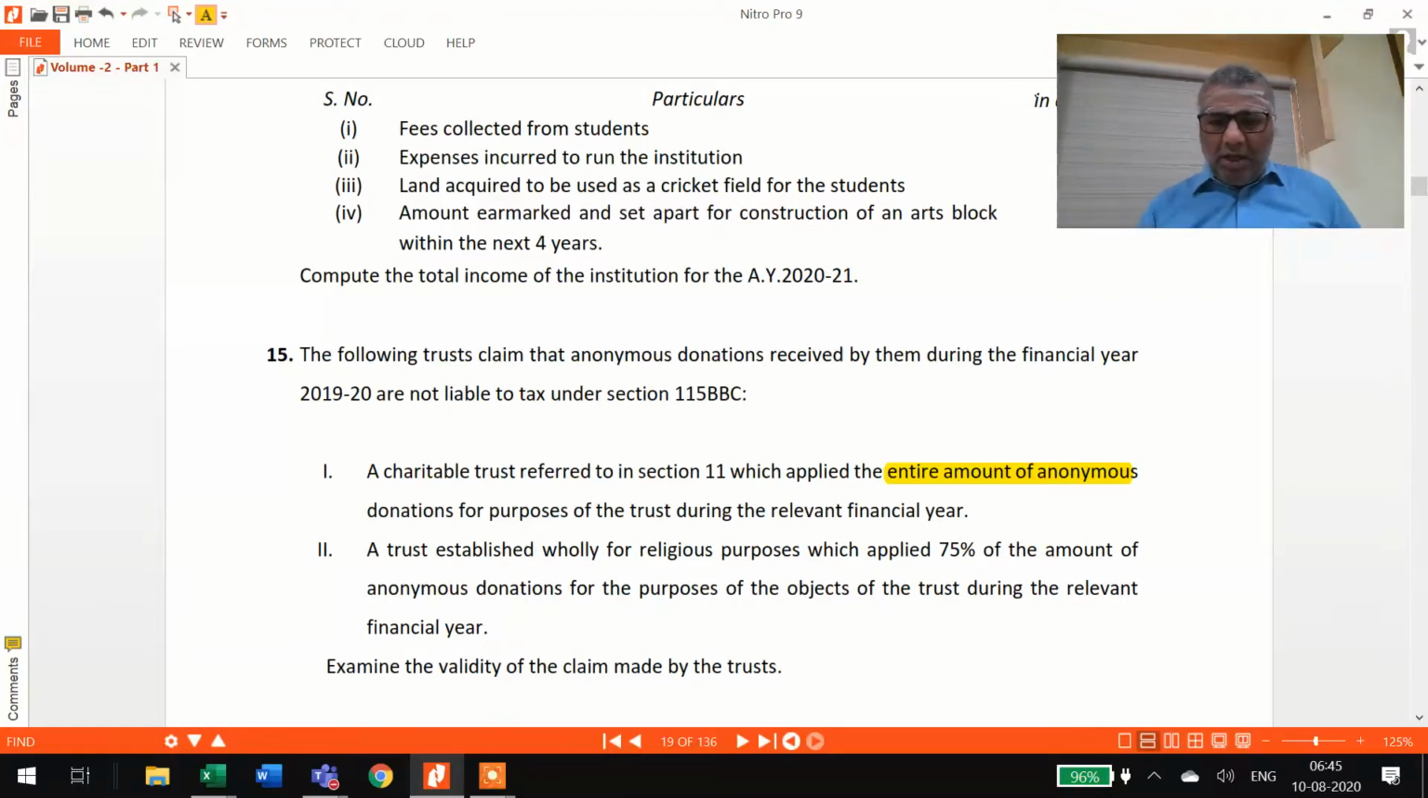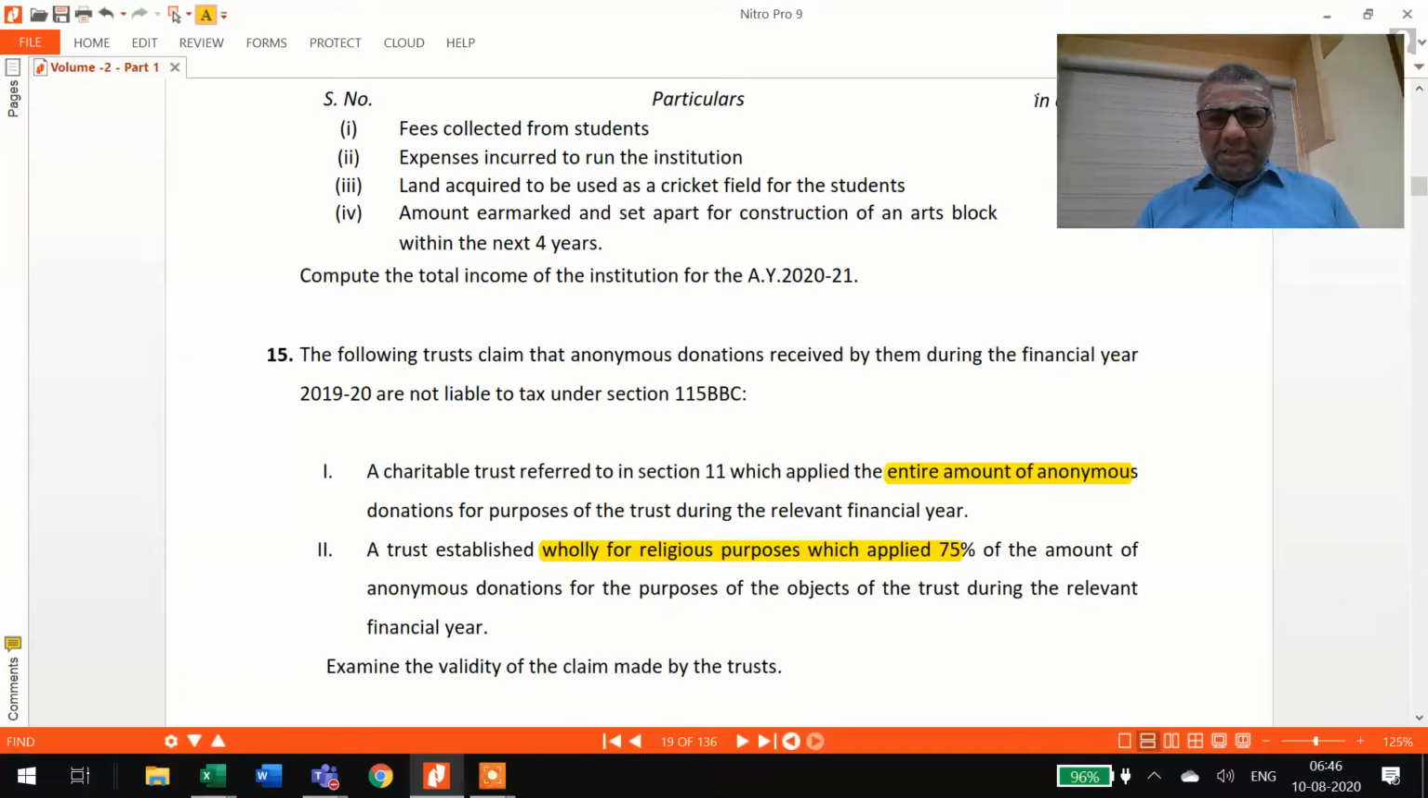A trust which is registered wholly for religious purpose applied 75% of the anonymous donation for the purpose of the object of the trust during the relevant financial year. The balance 10% alone is taxable. So they can get anonymous donation up to 15% set apart. They should have utilized the 85%. They have utilized only 75%. The balance 10% will become taxable.